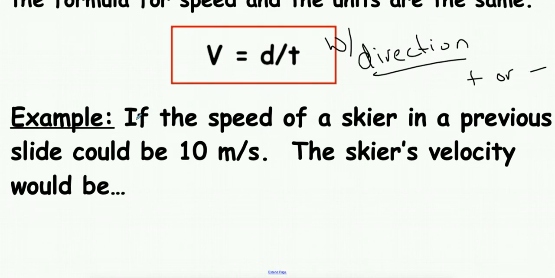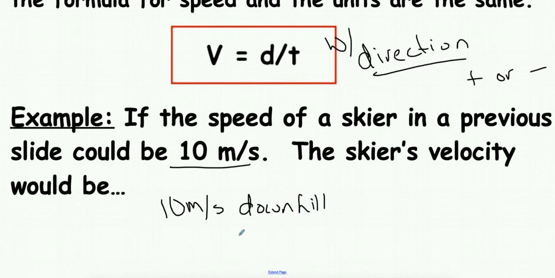Okay. So think about this example. If the speed of a skier in the previous slide could be 10 meters per second, the velocity would be, what's the difference between speed and velocity? We'd say 10 meters per second downhill, or maybe 10 meters per second forward.